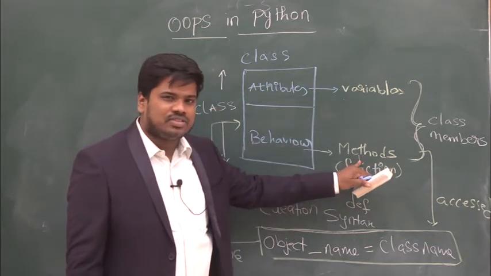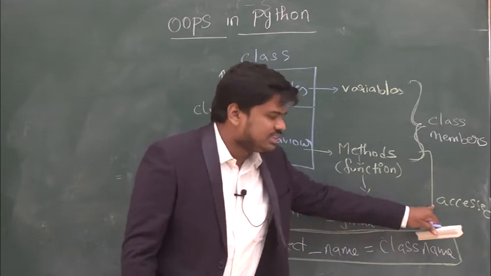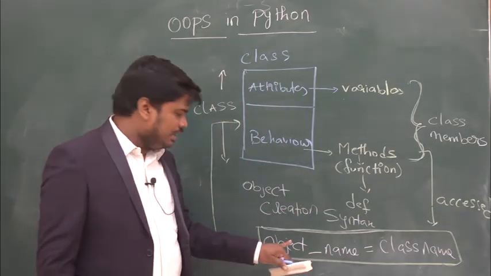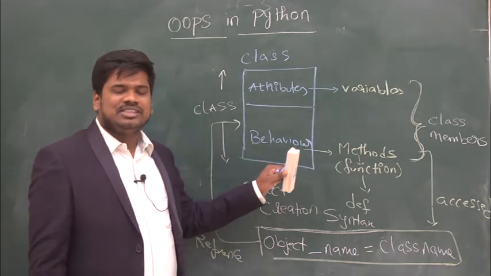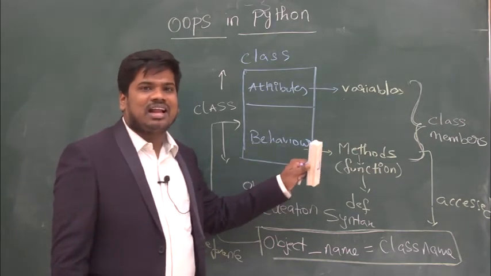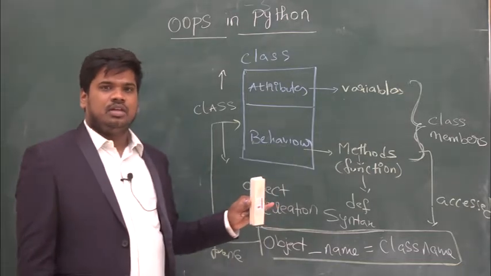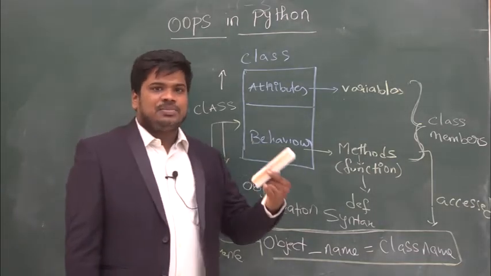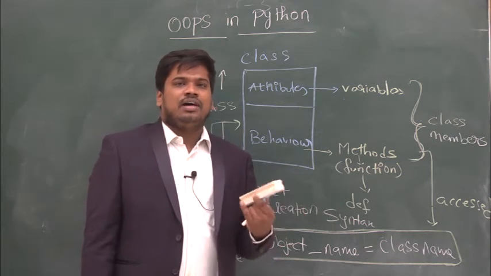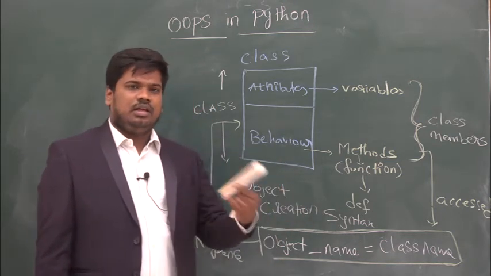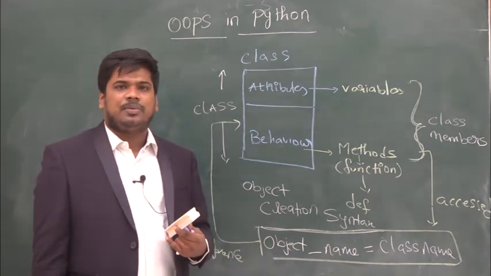Variables and methods can be accessed by my object, and this object is a reference to my class. So this is the concept behind the class and my object. You may ask me a question, sir, what is the need of understanding object oriented programming?